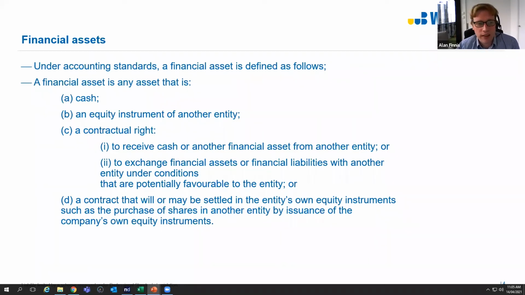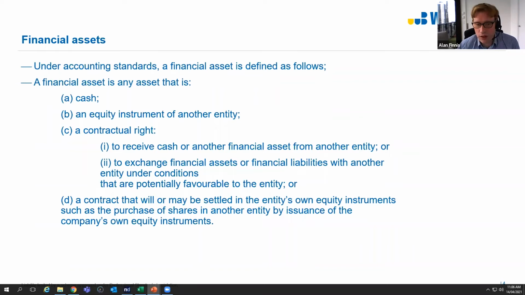So first slide up here, I just wanted to put up a definition of financial assets. Under accounting standards, a financial asset is defined as follows. It can be cash, an equity instrument of another entity, or a contractual right to receive cash or another financial asset from another entity, or an exchange of assets and liabilities. Obviously, cash is cash, and an equity instrument effectively means purchasing shares in another organization. And when we come down to contractual rights, we're really talking about trade receivables predominantly. If we sell goods to somebody, we're expecting to receive cash or another financial asset in return for those goods.